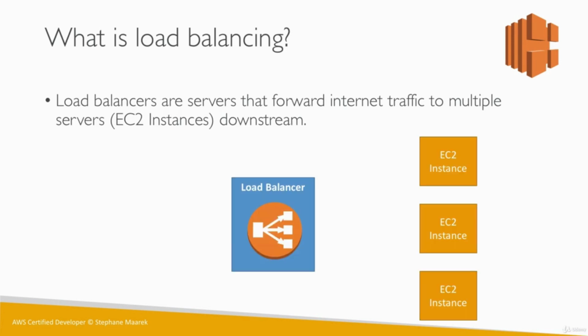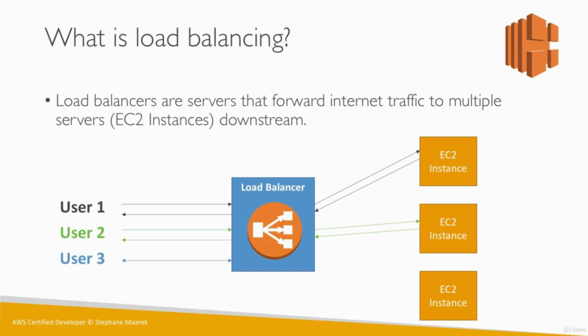We have our EC2 instances and they have our application, and we have a load balancer a bit before that. Now, when the users connect, they don't connect directly to the EC2 instances. They will connect to the load balancer. So we have user 1 connecting, and the load balancer basically redirects that traffic to the EC2 instance. The EC2 instance comes back with a response to the load balancer, and the load balancer gives back the response to the user 1. Similarly, we can have a user 2 that will connect to another EC2 instance, and a user 3 that will connect to another EC2 instance.